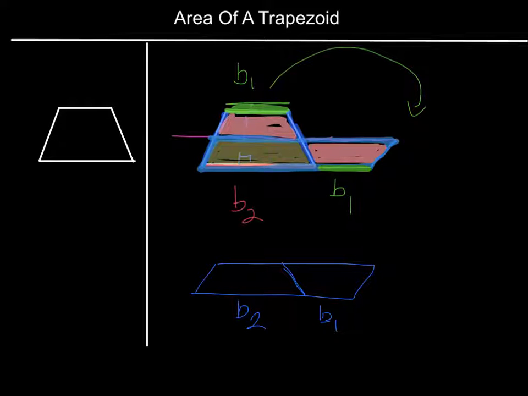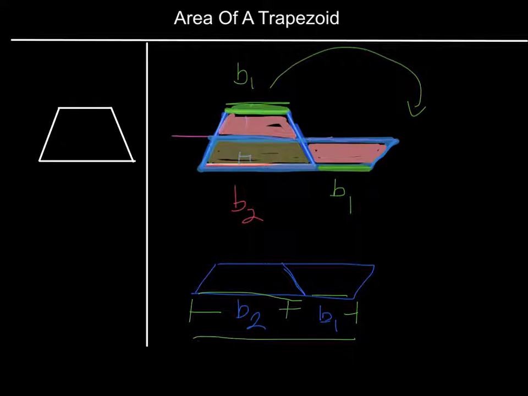So that means the distance from here all the way over to here would be B2 plus B1. So that distance is B2 plus B1. To go all the way from here to here is the base 2 plus my base 1. So that's part of what I need for the area formula. And then the other part I need is the height.